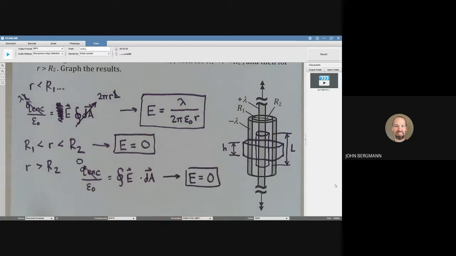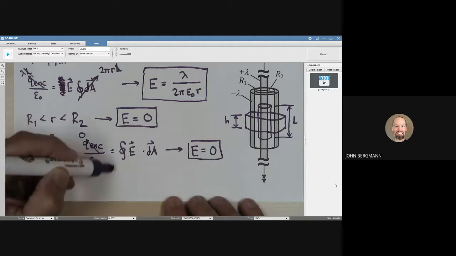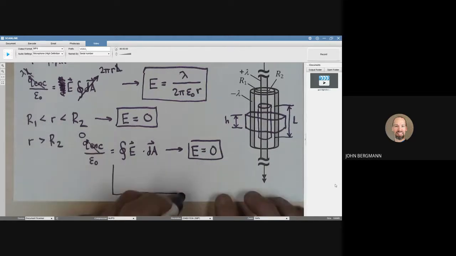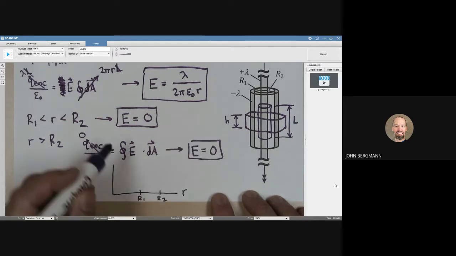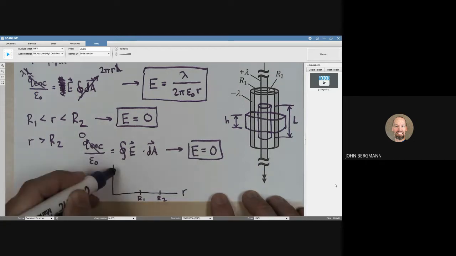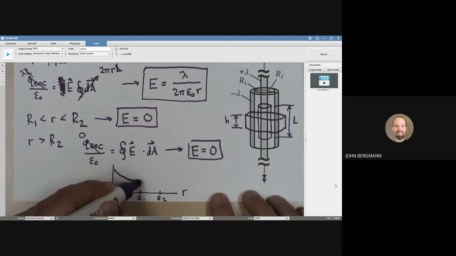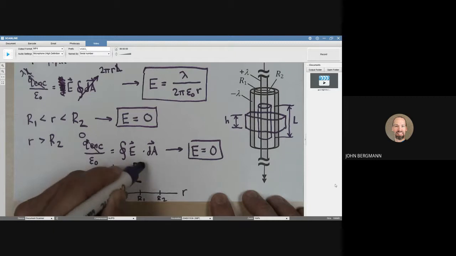So if we're going to graph this, we're going to make a graph that looks kind of like this. We're going to say on the horizontal axis, there's R. Here's R1 right there, and there's R2. And according to what we have here, as we go from the center of this thing, which is where the wire is, the electric field is going to slope down like that. I'll put a little equation there. E is proportional to 1 over R.